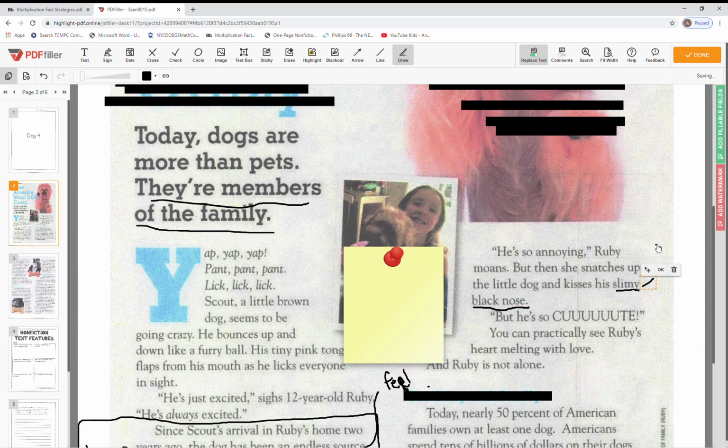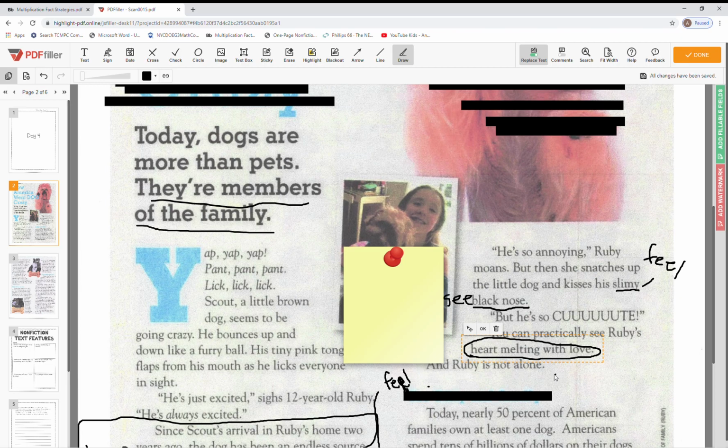Look, I have more visualization. Slimy's how I feel, right? It's how something feels, slimy. And I can see a black nose, right? I can see black. But he's so cute. You can practically see Ruby's heart melting with love. Oh, look at that. Heart melting with love. That's some figurative language right there, boys and girls.